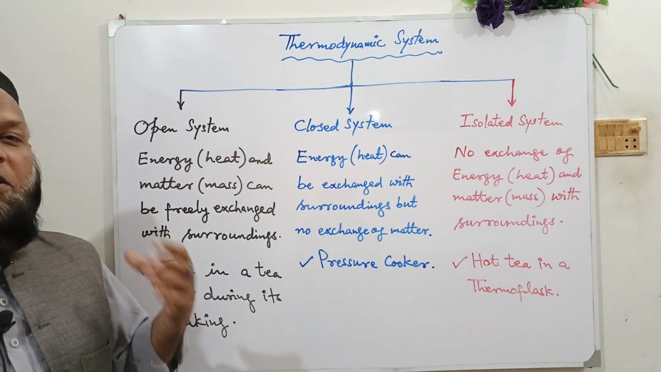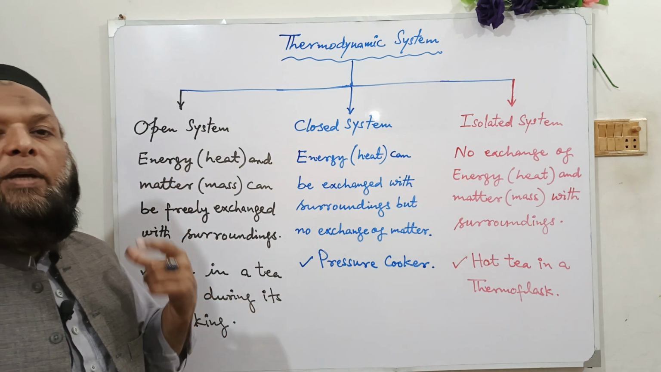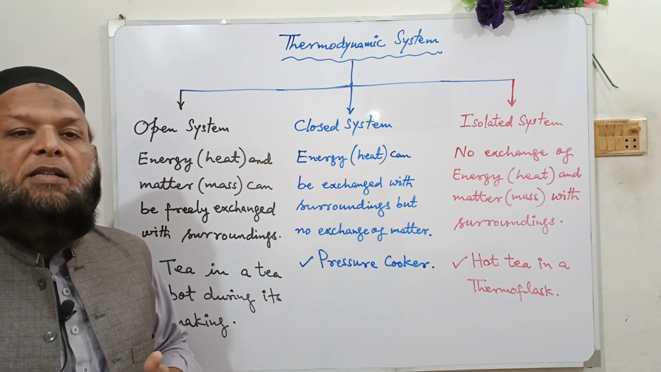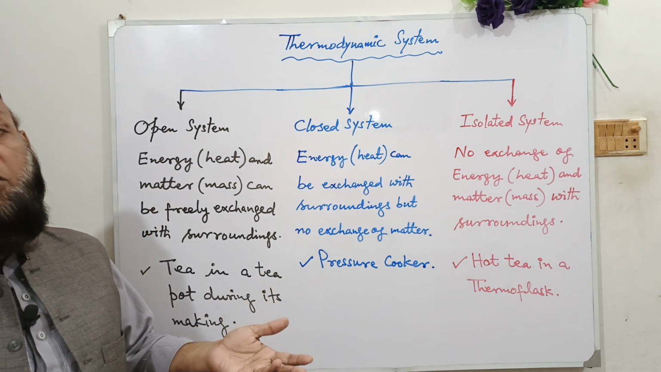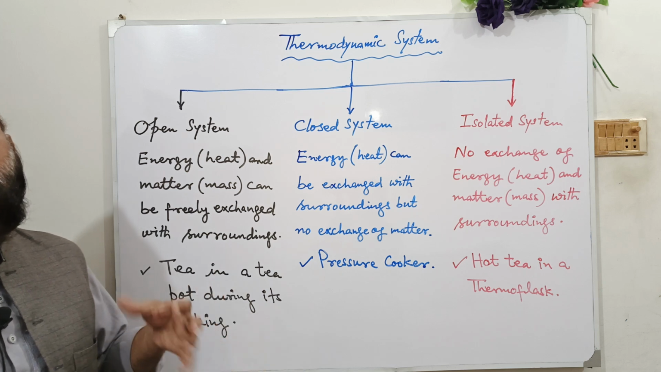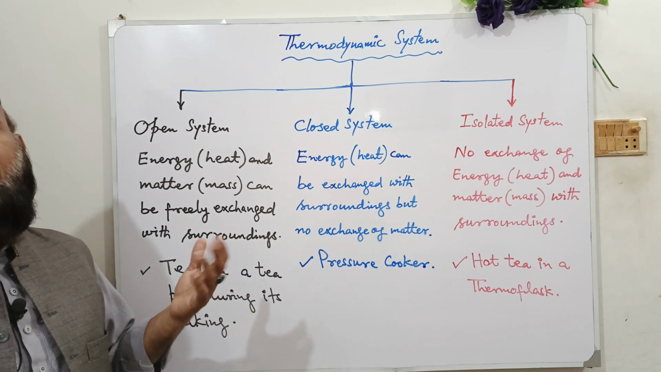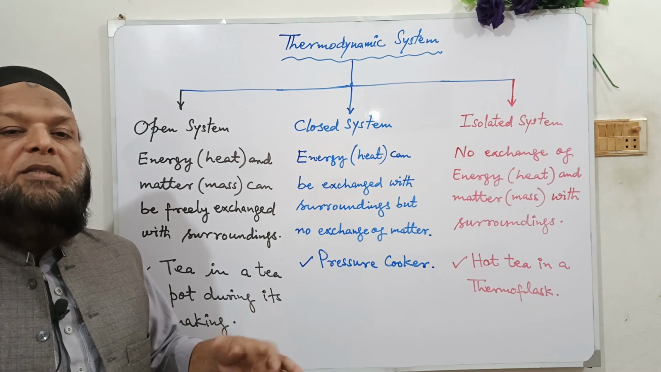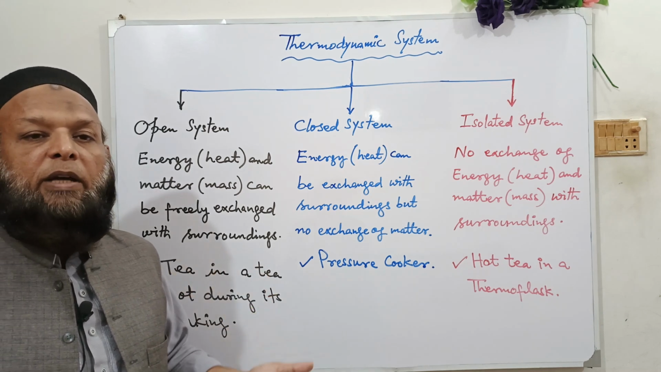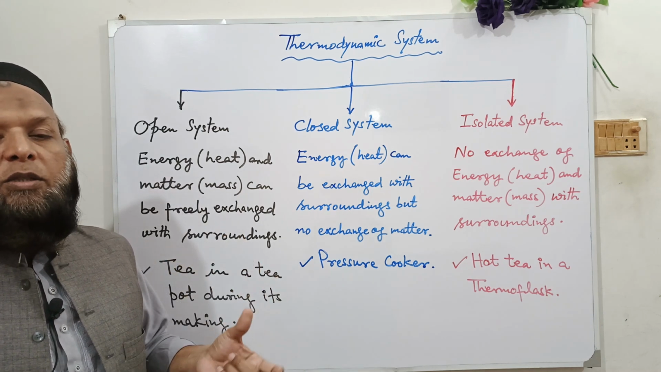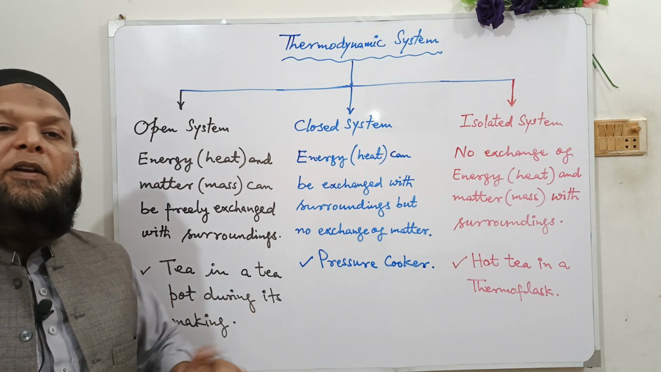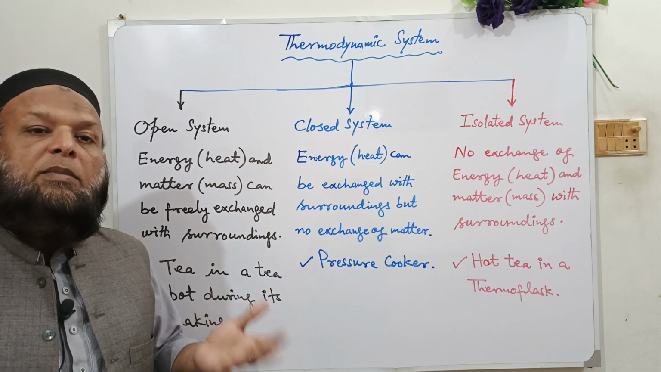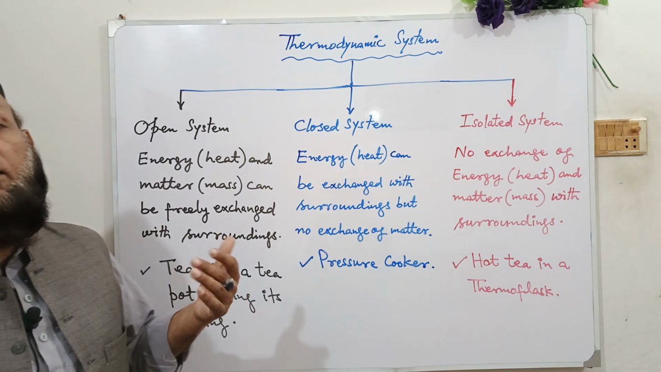When we keep the pressure cooker on the stove, you can see that the energy is transferred in the form of heat from the stove to the interior of the pressure cooker, which increases the pressure inside, and as a result the meat or beef or chicken or whatever we have put in it cooks very quickly. But there is no transfer of matter from the pressure cooker to the surroundings.